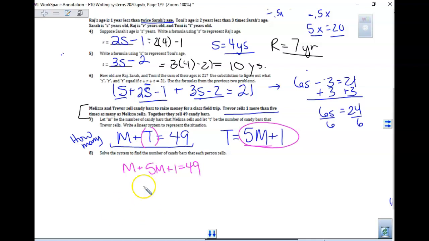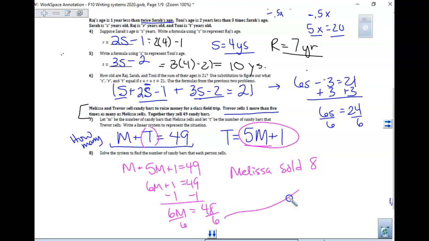We're going to continue adding our like terms. We have 6M plus 1 equals 49. We subtract 1. 6M equals 48. And we knew Melissa didn't sell that many. Melissa sold 8. We get 8, we divided 48 by 6, right? To give us 8. So now I know that she sold 8. If I'm going to find how many he sold, I'm going to take 5 times 8, plus 1. So Trevor sold 41.